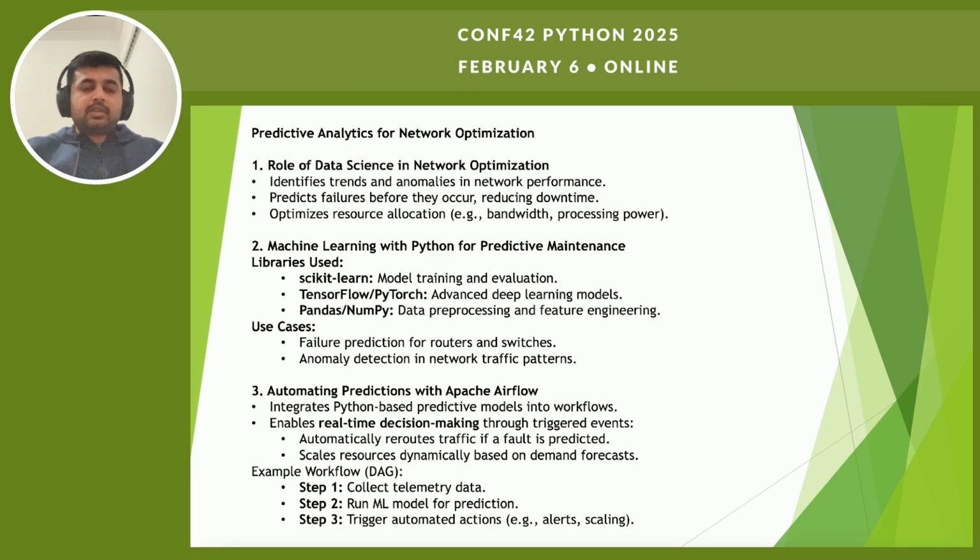Role of data science in network optimization: you can identify trends and anomalies in network performance. You can predict failures before they occur, reduce the downtime, and you can optimize resource allocation, such as bandwidth and processing power, used for network optimization.